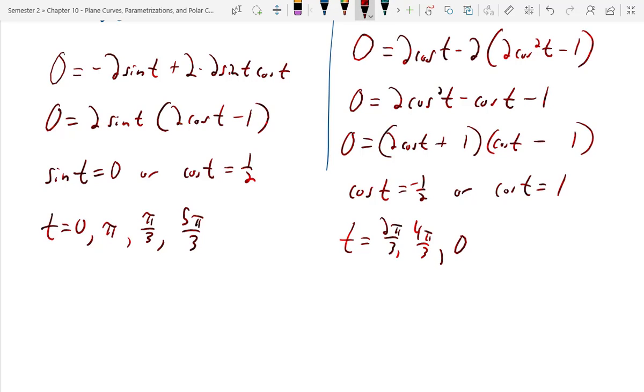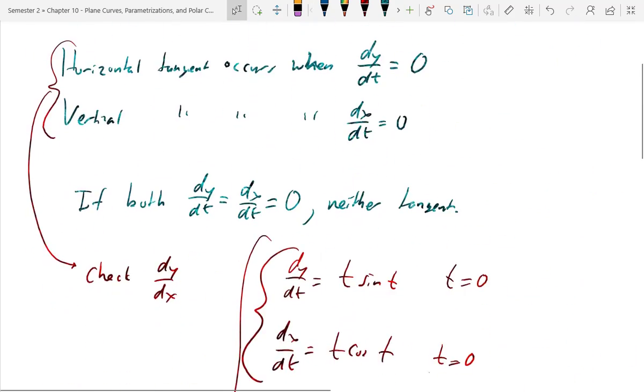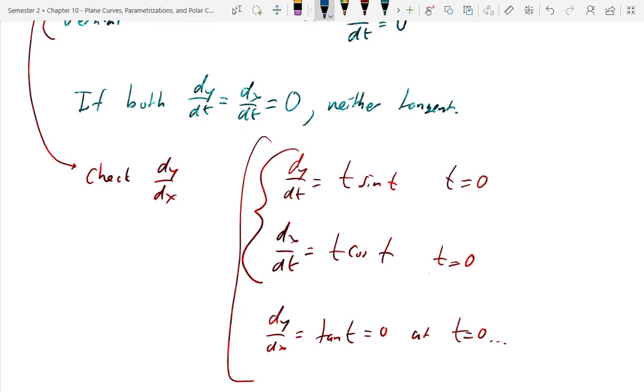Why can't you put 0 and pi? Because pi is negative. See the issue? At t equals 0, you have both a vertical and horizontal tangent, which actually means you have neither. We go back up here. Both dy dt and dx dt equal 0, so neither tangent exists there.